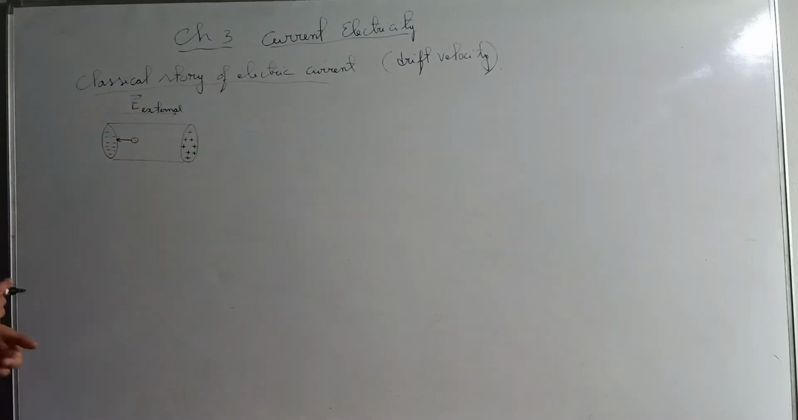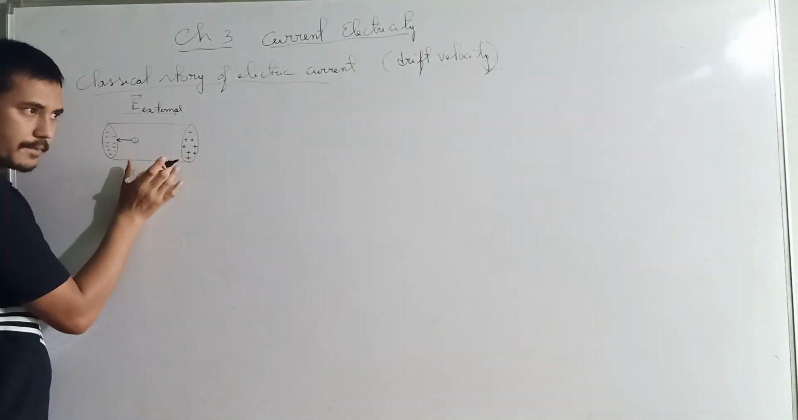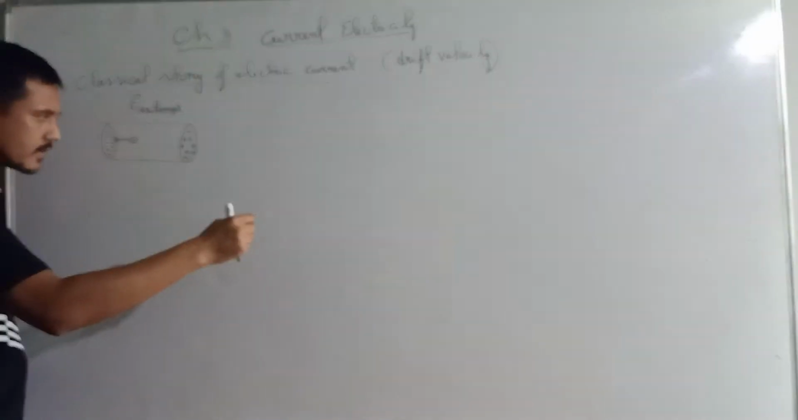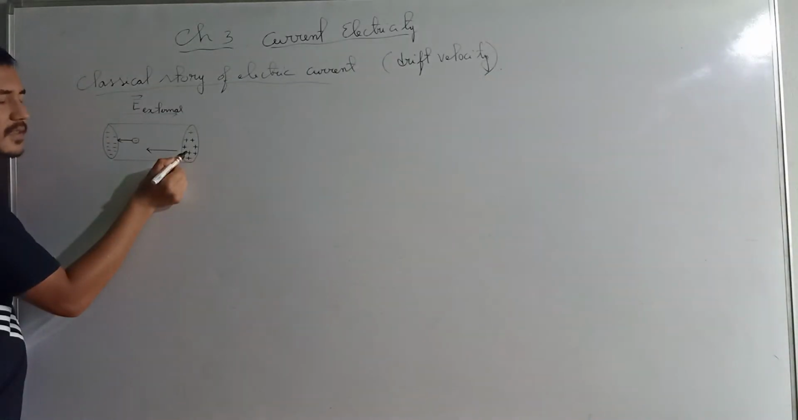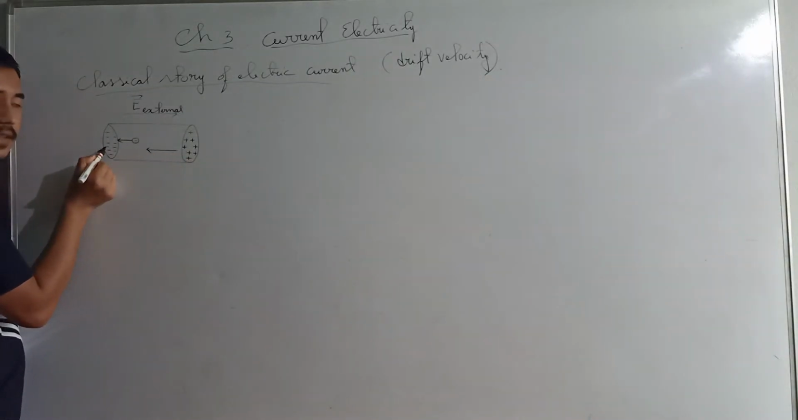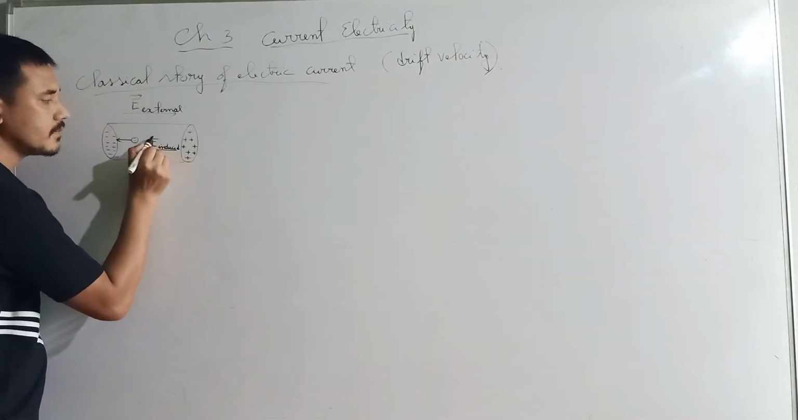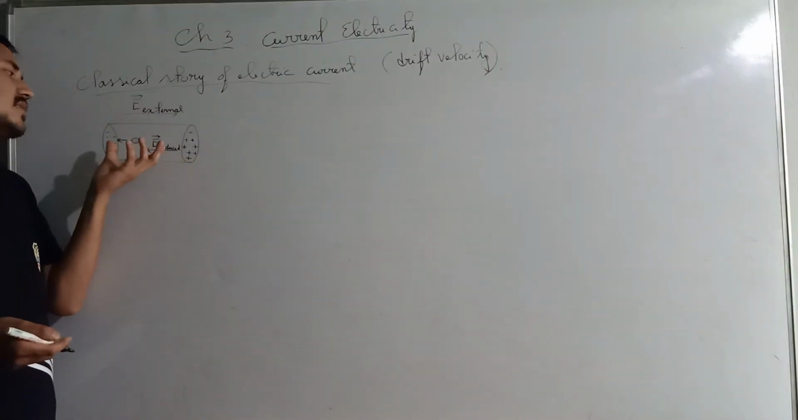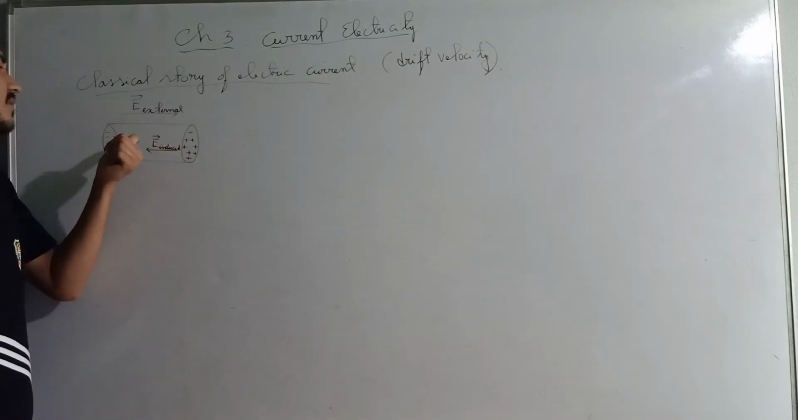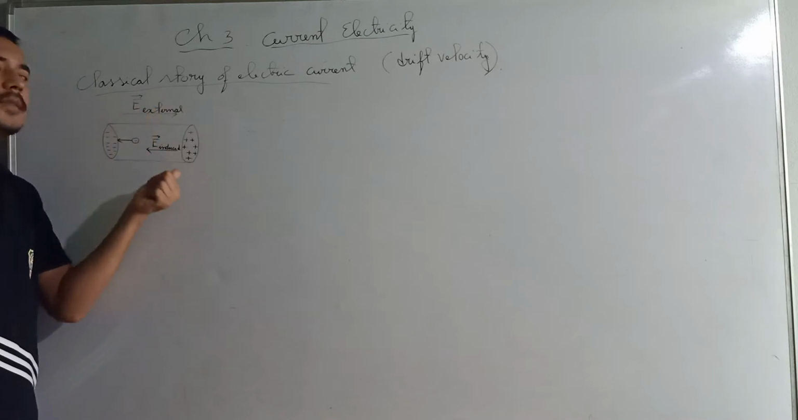Due to these induced charges, an electric field is set up inside this conductor known as the induced electric field, and it is in a direction from positive to negative. So this is the direction of the induced electric field. This induced electric field is in a direction opposite to that of the external electric field, but equal in magnitude.